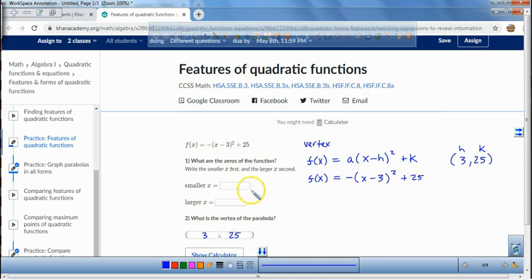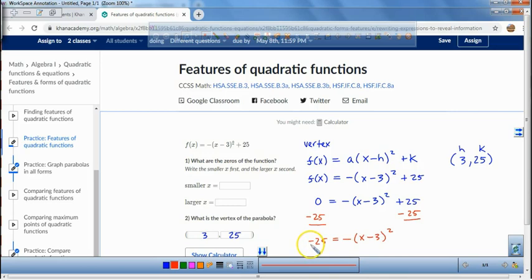But now we have to find our smaller 0 and our larger 0, which basically means we got to set f of x equal to 0 equals negative, open parentheses, x minus 3, close parentheses, squared, plus 25. So we're going to solve for our x using the square root properties. We're going to take away 25 from both sides. Just like that. And when you take away 25 from both sides, you're left with negative 25 equals negative, open parentheses, x minus 3, close parentheses, squared.